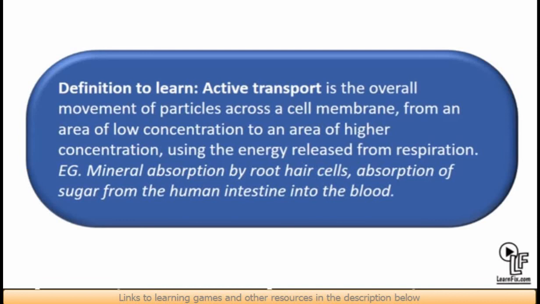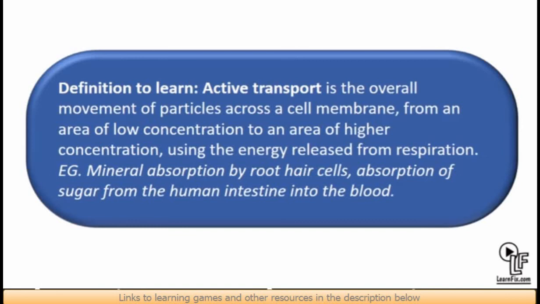Now here's another definition to learn. Active transport is the overall movement of particles across the cell membrane from an area of low concentration to an area of higher concentration, using the energy released from respiration. An example would be the mineral absorption by root hair cells, or, as we're going to go on to look at, the absorption of sugar from human intestine into the blood.